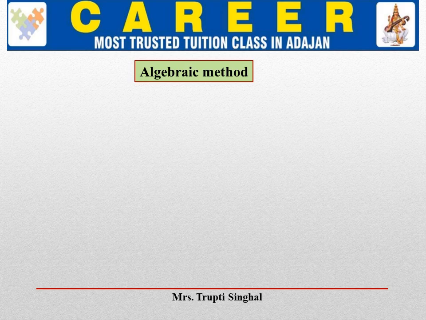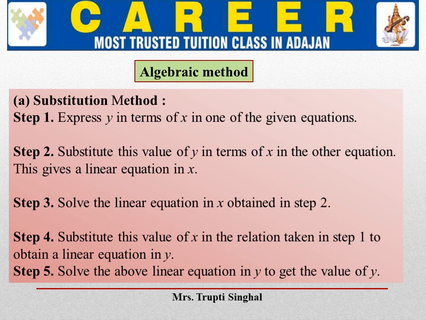Algebraic method. We are now moving to the second part of the chapter, the algebraic method. How can we solve a pair of linear equations by the algebraic method? In that, first we check the substitution method. The first step is to express y in terms of x in one of the given equations. That means if we have two equations, first we convert one equation into one variable's terms, let's say in y terms.